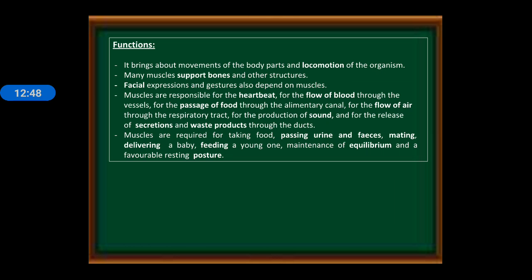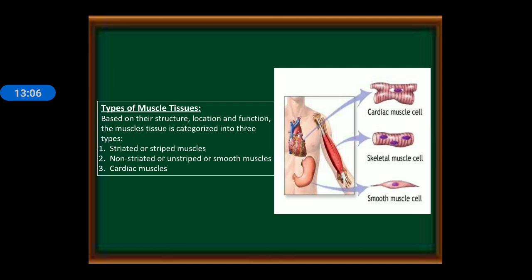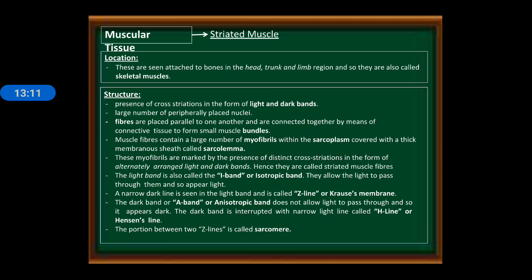Many muscles support bones and other structures. Facial expression and gesture also depend on the muscles. Muscles are responsible for heartbeat, for the flow of blood through the vessels, and for the passage of food. Muscles are required for talking, eating, passing urine and feces, mating, and delivering a baby. The types of muscle tissue are striated muscles, non-striated muscles, and cardiac muscles.